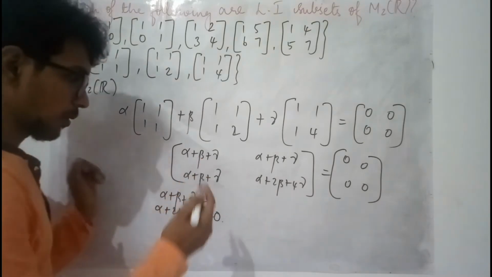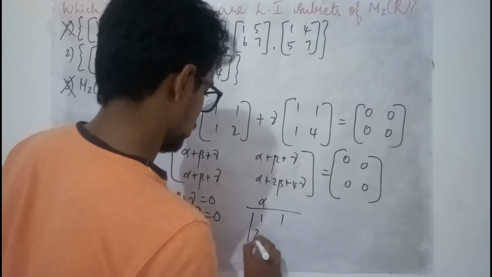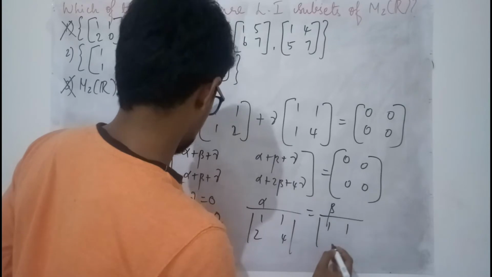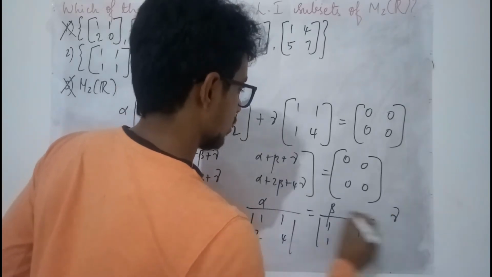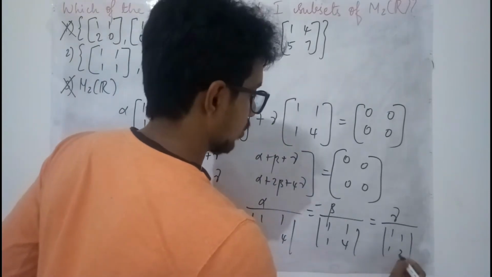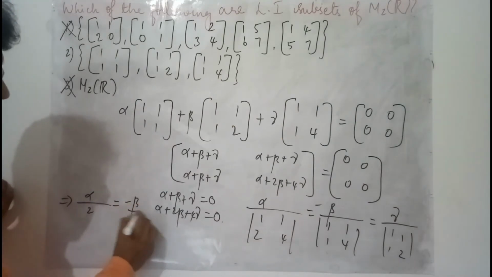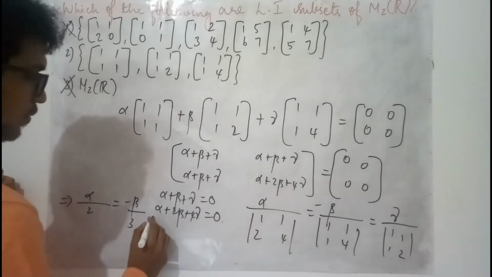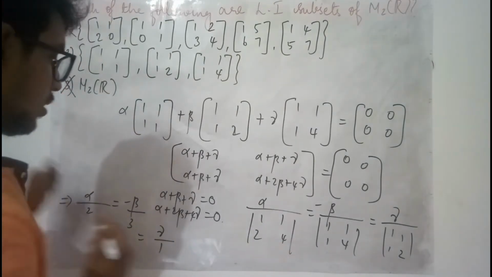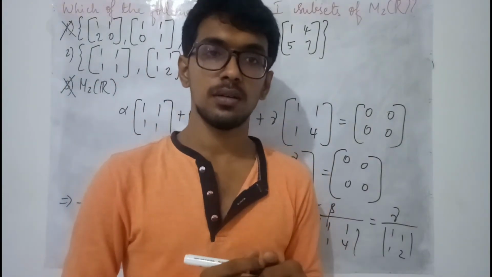So I hope you remember some methods from your schooling. Let me write alpha to be 1 1 2 4 and beta to be 1 1 1 4 and minus beta, minus gamma has 1 1 1 2, and this is going to give you alpha upon 2 minus beta upon 3, which is equated to gamma upon 1. So you have several possibilities for it, which means what?